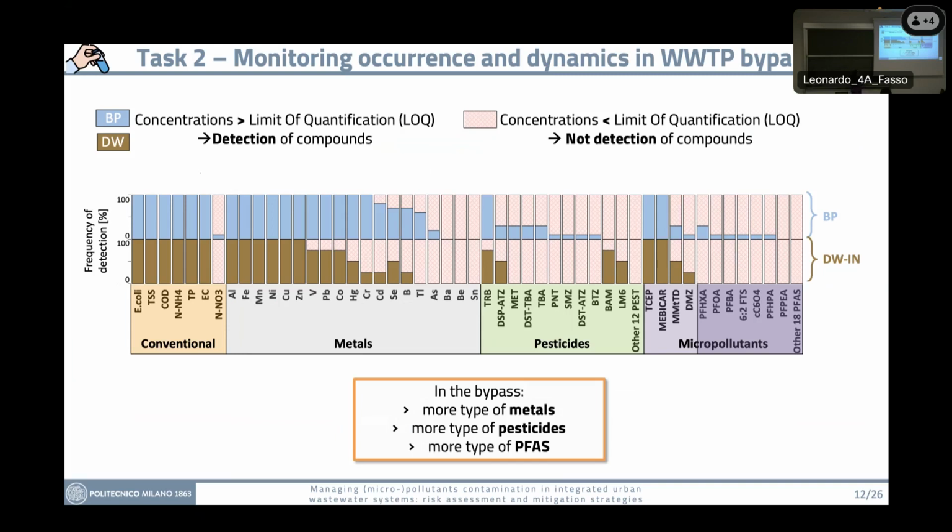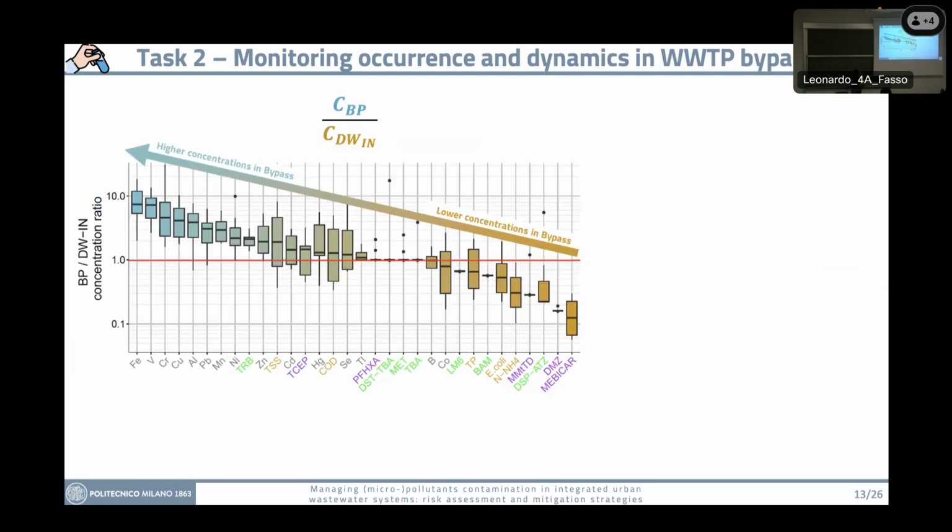Then we wanted to compare the concentrations found in wet weather with the concentrations found in dry weather. So we calculated the ratio between concentrations in wet weather and concentrations in dry weather. And this is what we found. So we have the highest concentrations in the bypass here and the lowest here. And if we look at the highest concentrations, in gray you have mainly the metals that have this kind of behavior, together with some solids, the pesticides and COD.